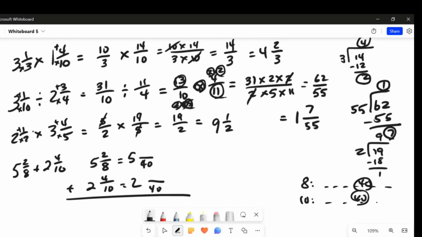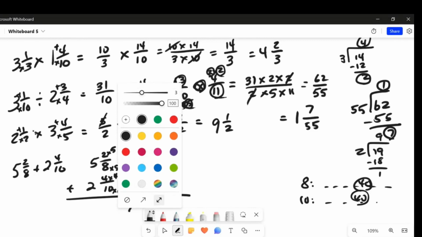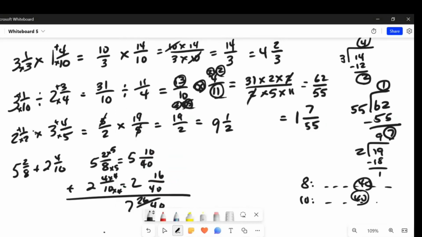To change 8 into 40ths, I multiply 8 times 5, and then multiply the top here by 5. We get 10 40ths. To change 4 tenths into 40ths, we multiply the 10 by 4. 10 times 4 is 40. Whatever we do on the bottom, we do on the top. 4 times 4 is 16. Then I add 5 and 2 and get 7. 10 and 16 is 26 40ths, but 26 40ths is not reduced.